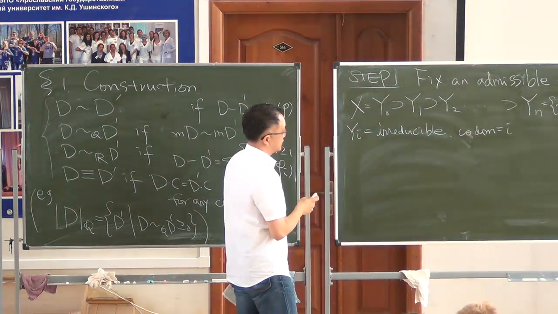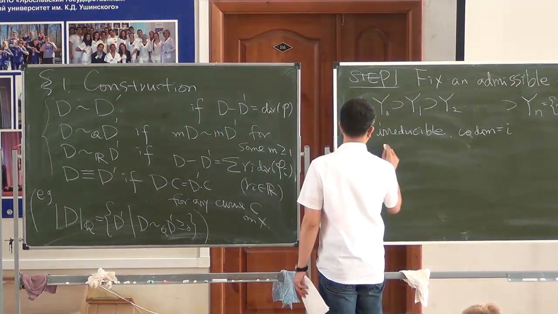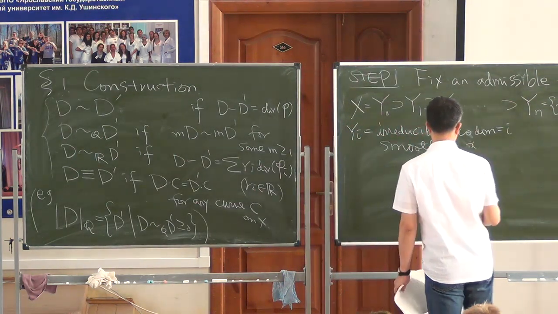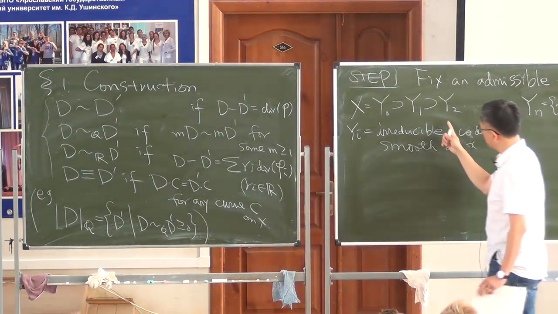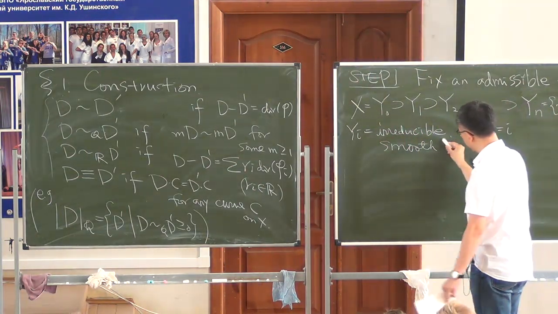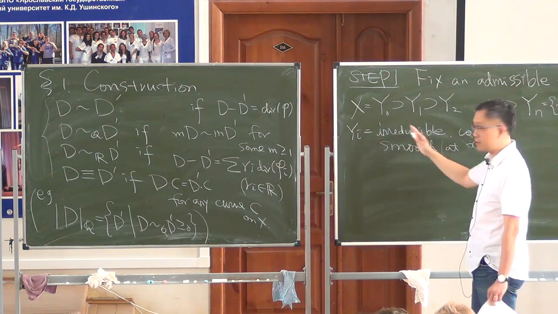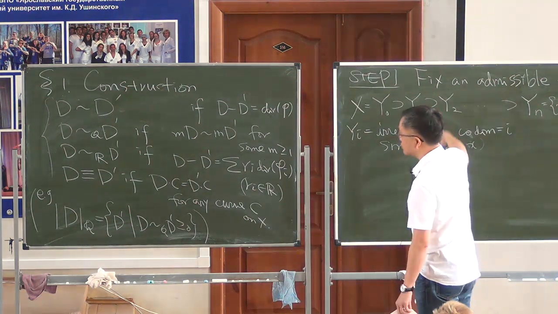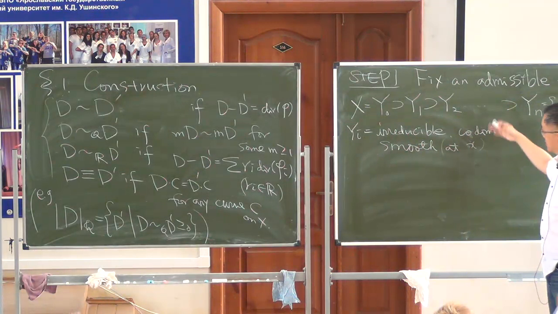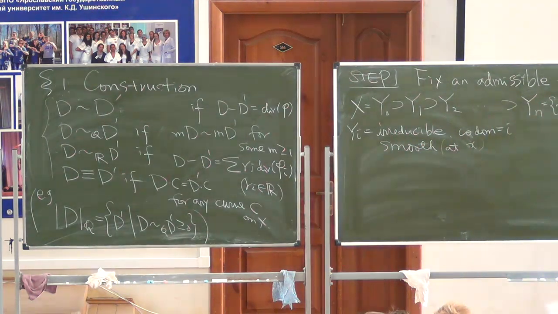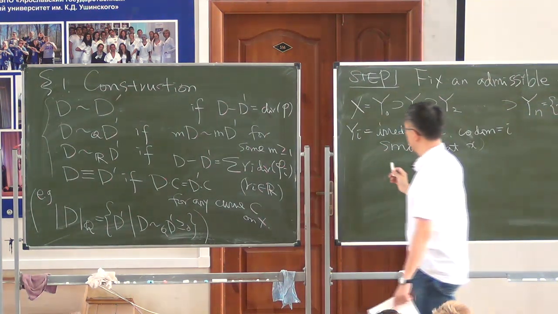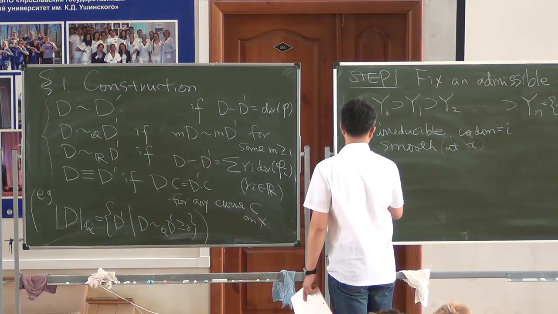And one more condition: Yn is smooth at x. Originally you need the smoothness only at this point, but actually this is not important. You can always resolve singularities, and you may assume everything is smooth. And actually the Okounkov part does not change, so the shape doesn't change. So this is called the admissible flag. This is the first step. This is the important step, actually. Okay? Step 2.